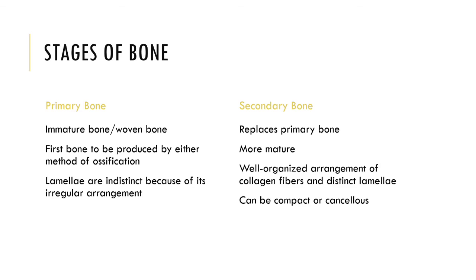Secondary bone is what replaces primary bone, and it is more mature. It is also well organized because of its arrangement of collagen fibers and distinct lamellae. Secondary bone can be either compact or cancellous.